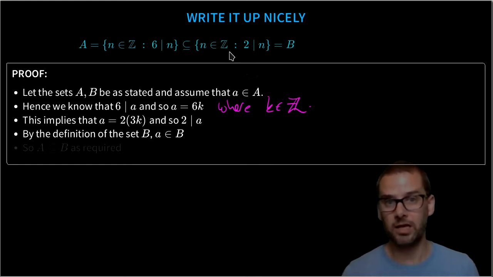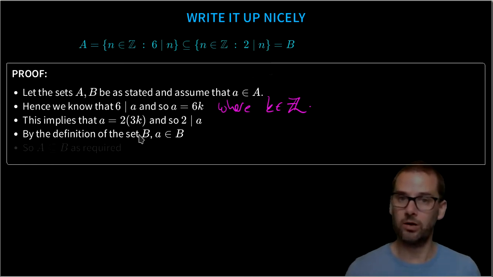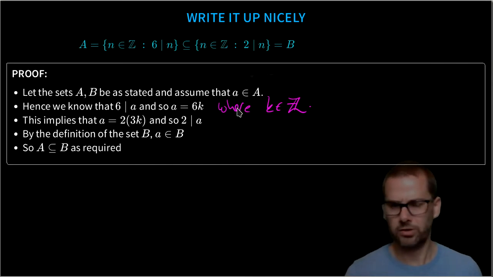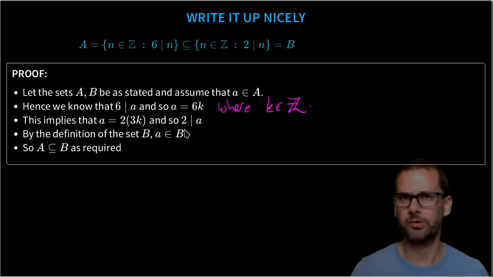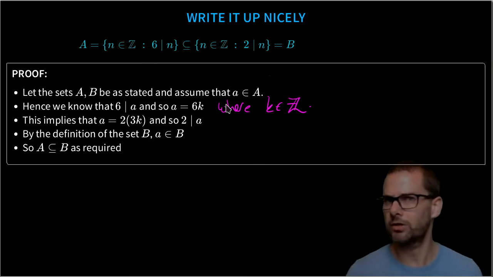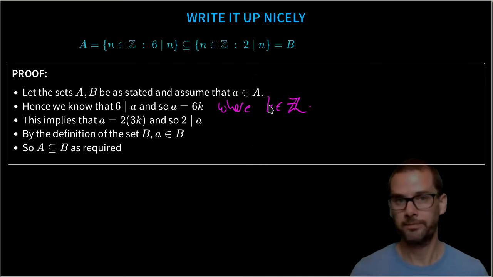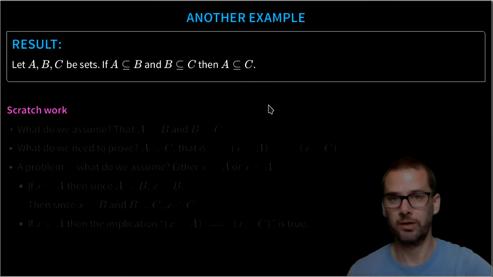Well, that's just the definition of this set B, so we know that A is in B, which is what we needed to prove. So we've shown that A is a subset of B as required. This is a little bit terse around here, but otherwise I think it's all pretty explicit. Maybe the only thing we should have done here is add in this little statement saying, hey, where k is some integer. Let's do something a little bit more complicated.